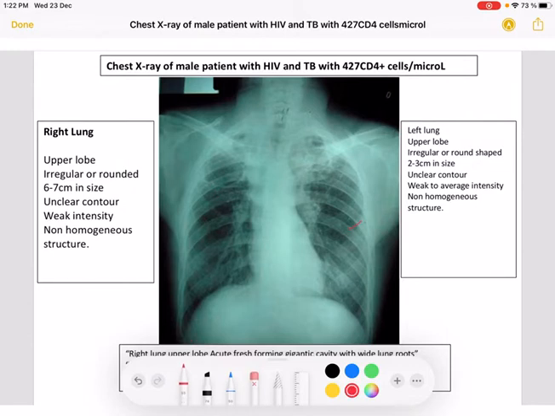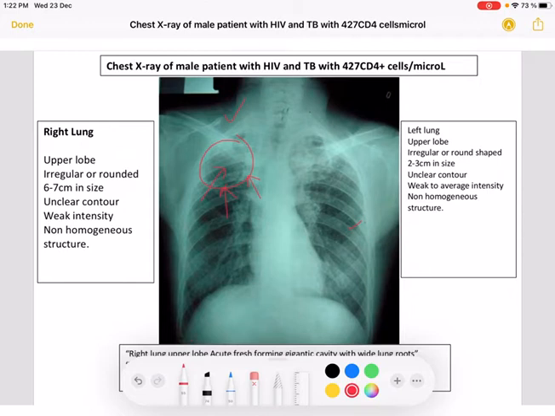So let's see what is going on on the right side of the lung. On the right side, in the upper lobe, we can see some cavity formation here. The cavity is of very weak intensity. The wall is very thin on this side and a little bit thick on this side, and in the center we have a necrotizing mass, or an inflammatory process is going on here.